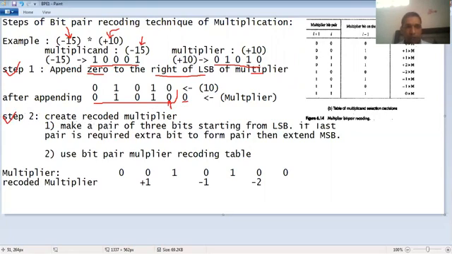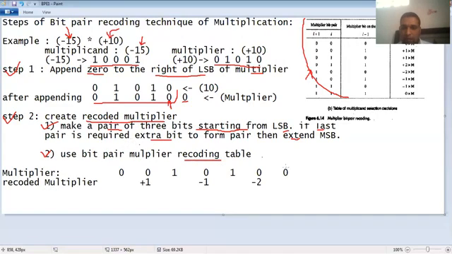In the second step, you have to create a recorded multiplier by using this recorded multiplier bit table. In this, you have to follow two steps. In the very first step, you have to create the pair of 3 bits starting from the least significant bit, and if the last pair requires an extra bit, then you can simply extend the most significant bit. And in the second step, you have to use this recording table to identify the recorded bits.